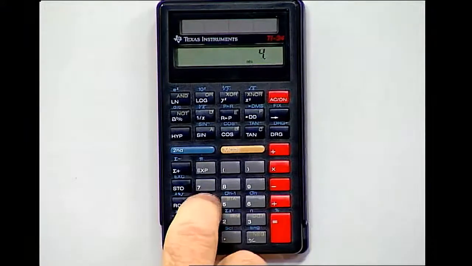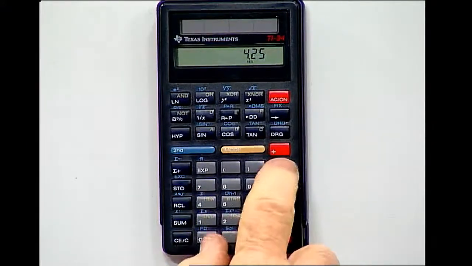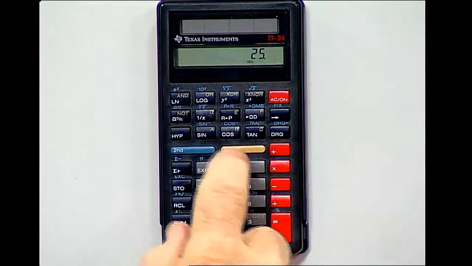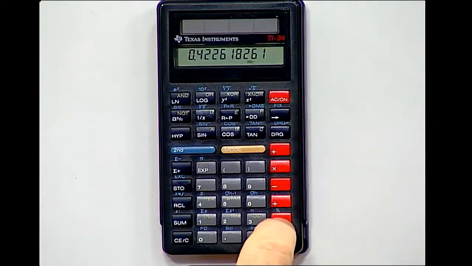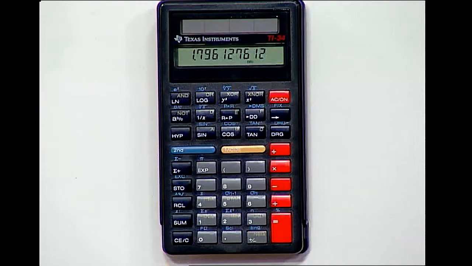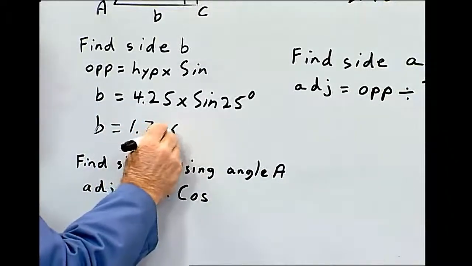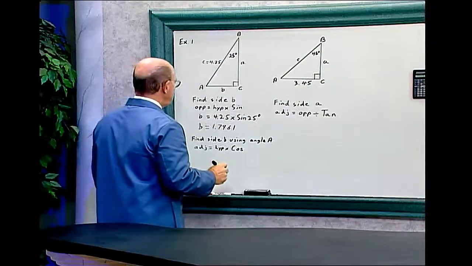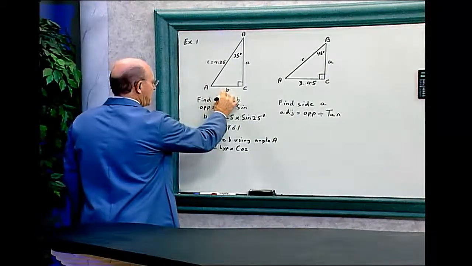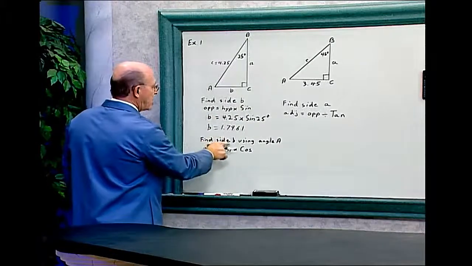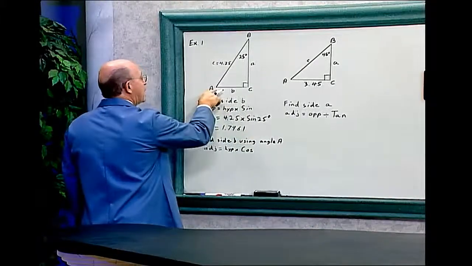So 4.25 times sine of 25, equals 1.7961. So B equals 1.7961. So this is what B equals here. Now, find side B using angle A.